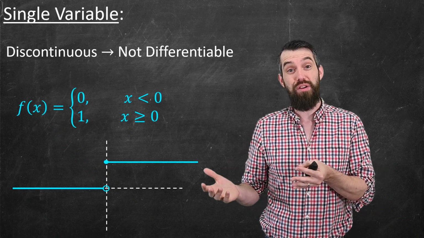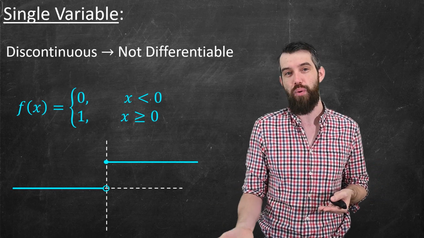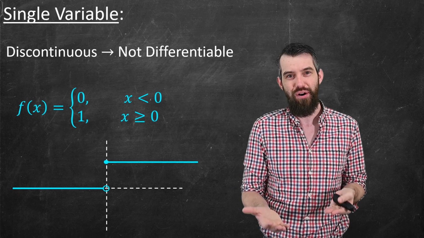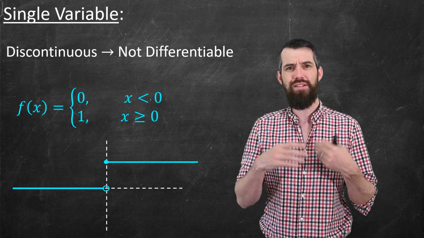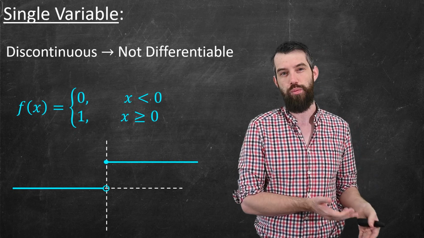If you think about what the derivative did, it was trying to put a tangent line on at some particular point. But how could you ever put a tangent line to the curve at the value of x equal to 0? And so this example was one such example where it was neither continuous nor differentiable.